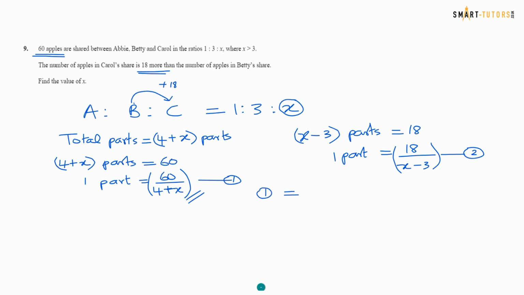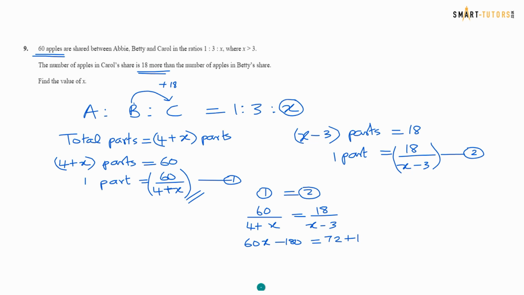Equate them, 1 equal to 2. So 60 over 4 plus X equal 18 over X minus 3. Cross multiply, so 60X minus 180 equal 18 times 4 is, I think, 72.